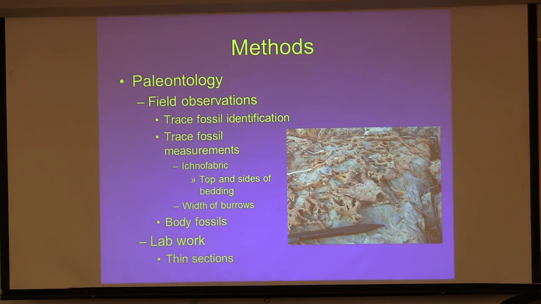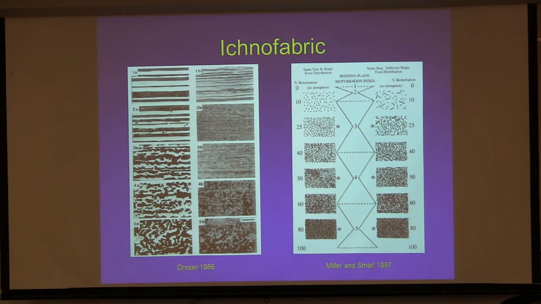For the paleontology, I did field observations, identifying any trace fossils I saw, measuring the trace fossils in 3 ways: ichnofabric on the top and sides of the bedding, and I measured the width of the burrows. I also noted any body fossils I found and any microfossils in the thin sections. For ichnofabric, I used the methods of Droser in 1986 for the side of the beds and Miller and Smail in 1997 for the top of the beds.